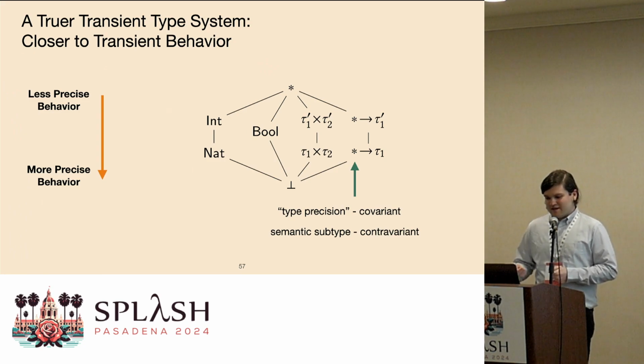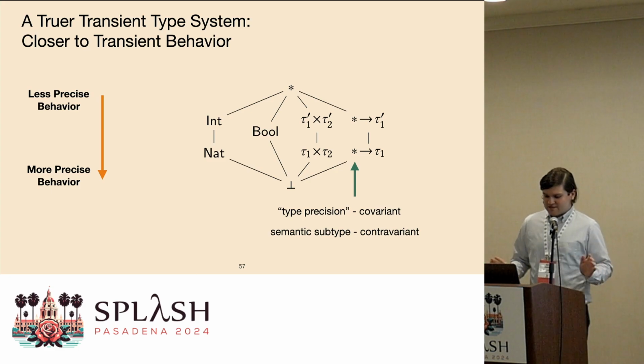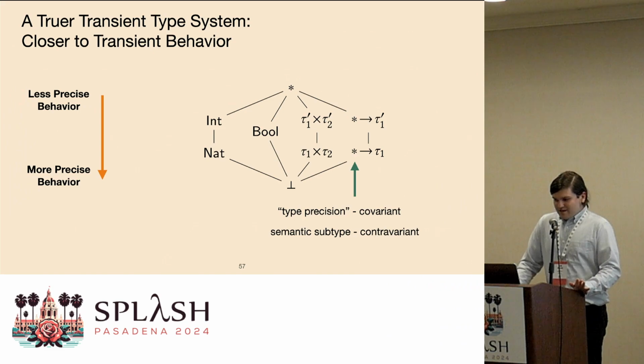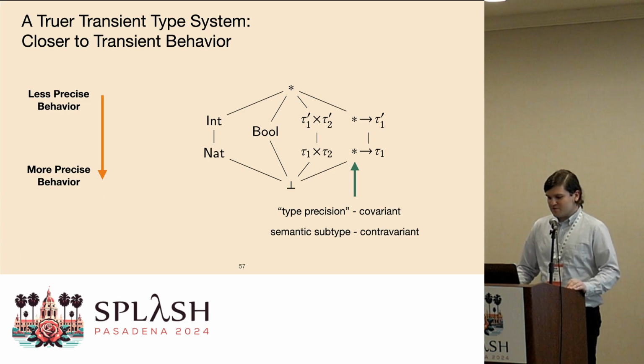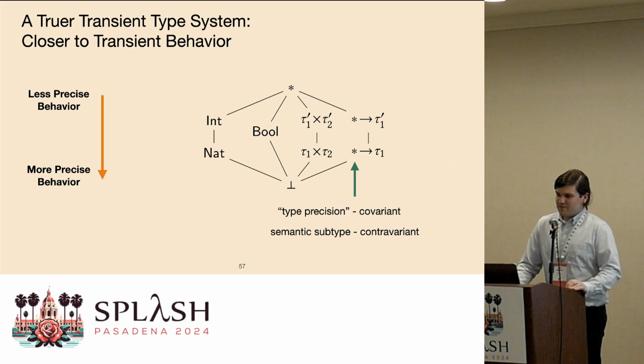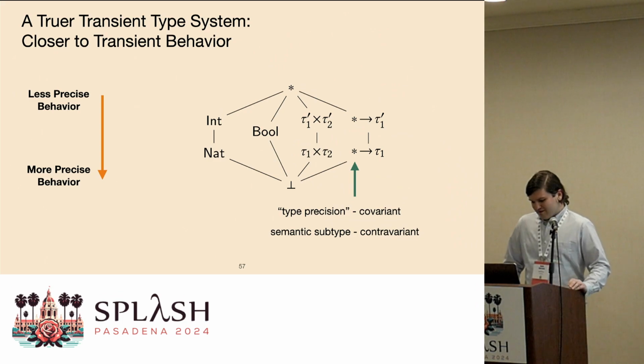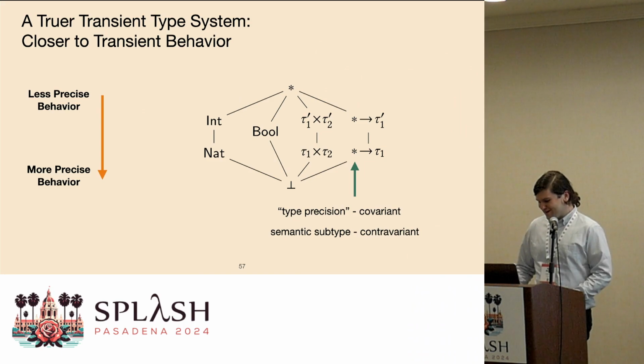a function that takes in nats, but it can take in ints, and it can take in bools, and it can take in functions, and whatever you want. And it'll still act safely. So that's the idea here. Any transient function is actually safe when applied to any argument, which is kind of a surprising result that we think people didn't really emphasize enough. But anyway, moving on from here.